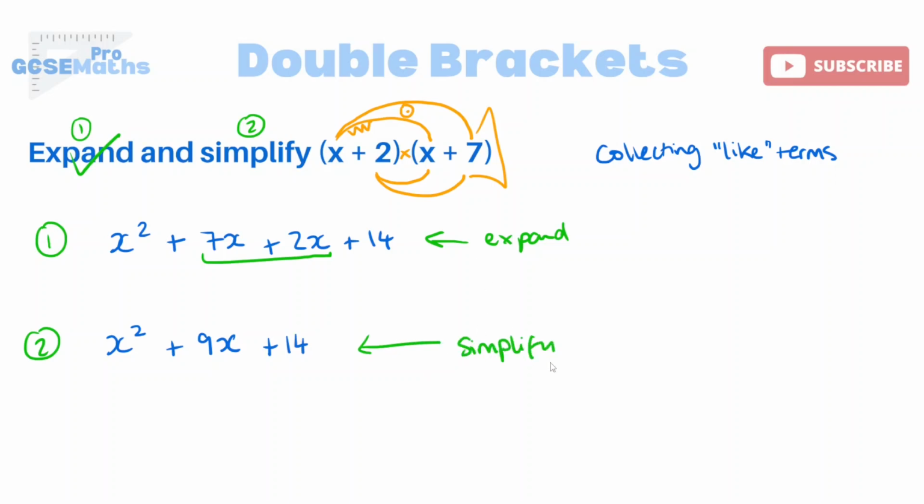So you started off with 4 terms here, and now we've got 3. So that is your answer. Expand and simplify, we've got x squared plus 9x plus 14. Because we multiplied 2 of these x's together, we've ended up with a quadratic. This is a quadratic, isn't it?